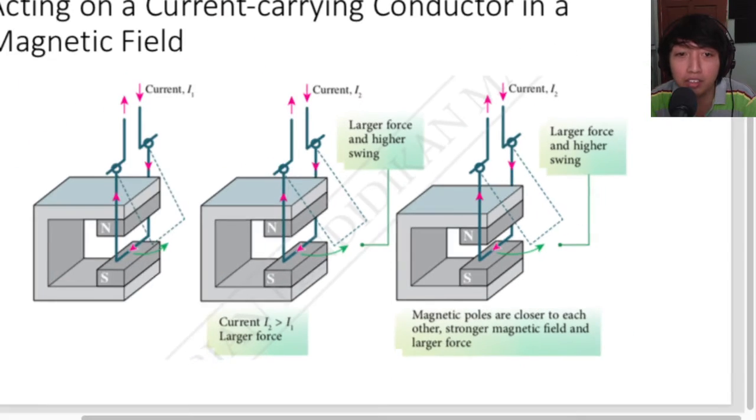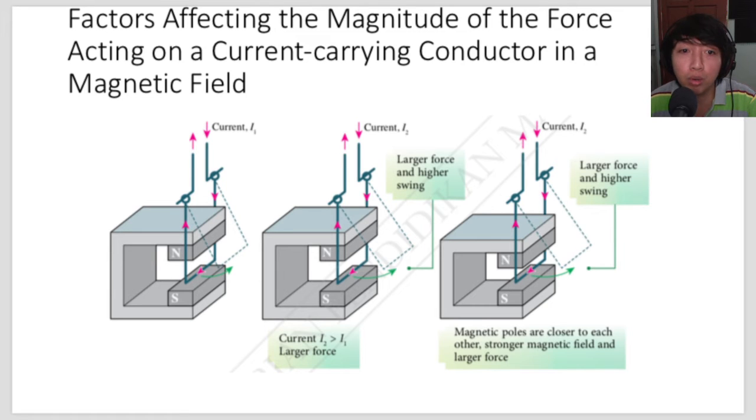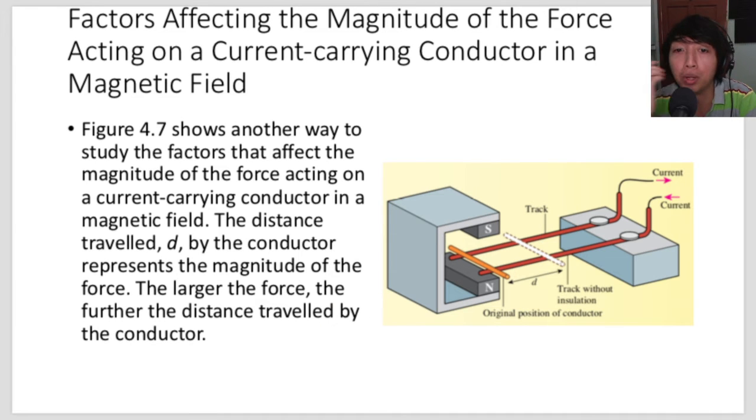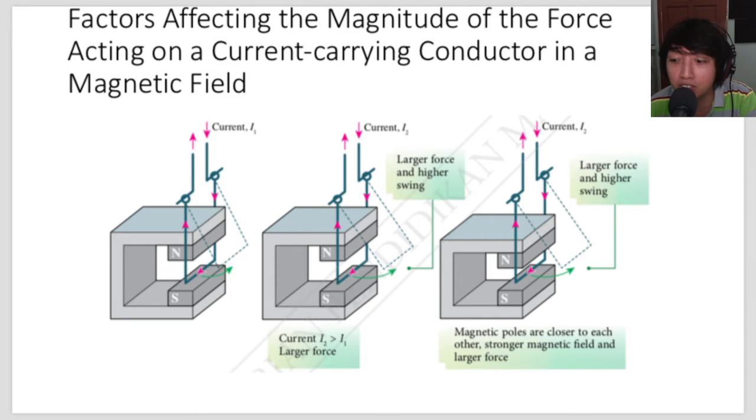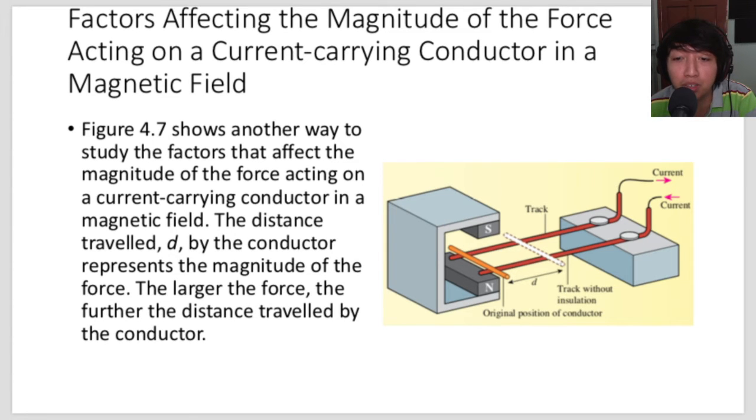Okay, let me zoom out again. All right, yeah. So more magnets, more electricity, more power, basically. Makes sense. It's electromagnetism. So another type of experiment to study the factors is basically doing the same thing, except instead of using a swing like this, we put a piece of wire and we see how far the force will push away the wire.